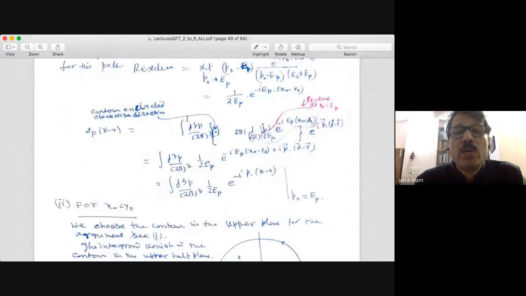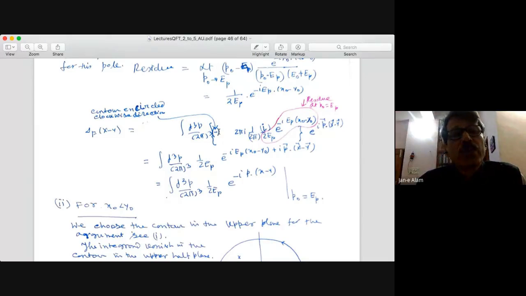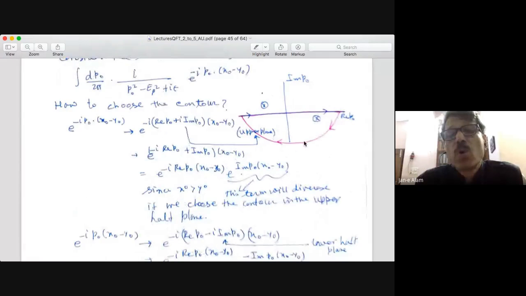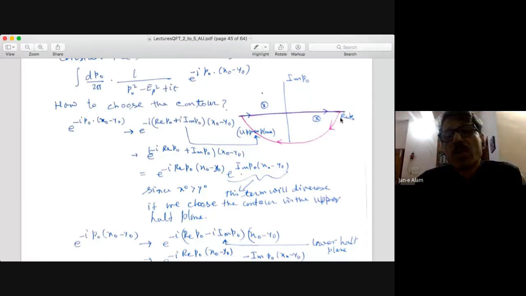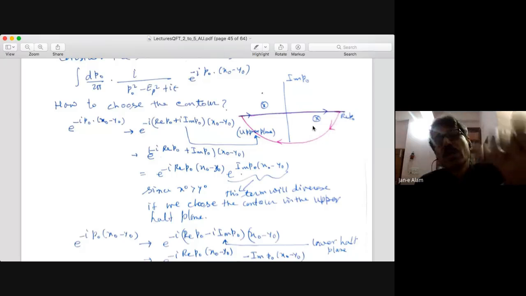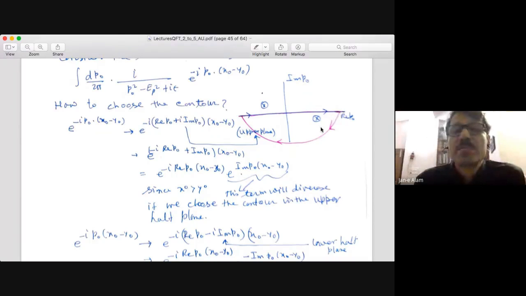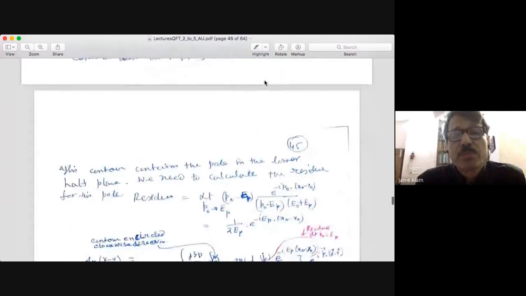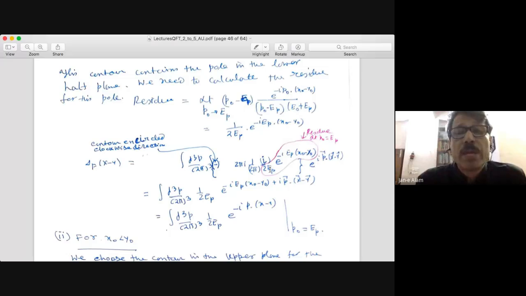Right, now everything is fine. Now I have put a negative sign because your contour, you please note, is in the clockwise direction. Whenever you have a contour in the clockwise direction, you have to insert a negative sign. If it is anti-clockwise, then that negative sign is not required. I'll discuss that part also. So that negative sign comes here.